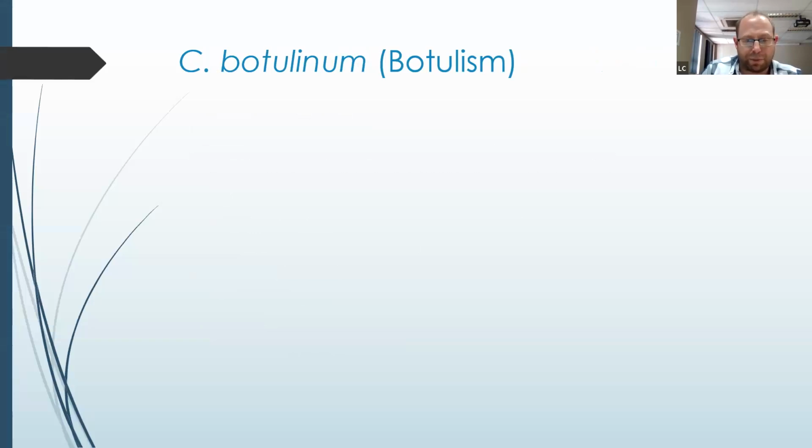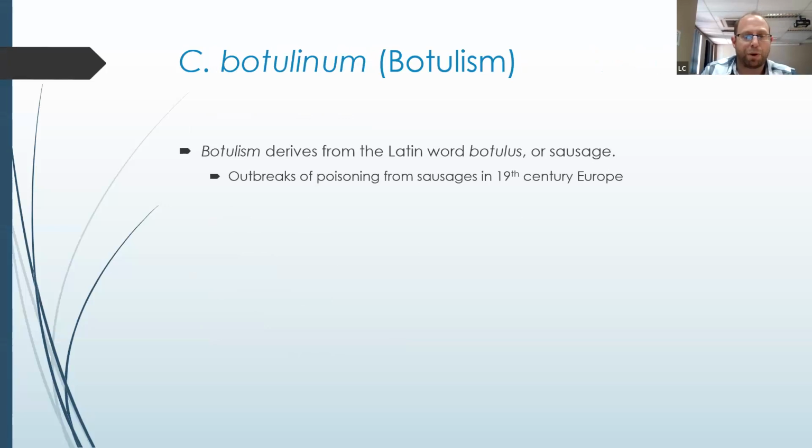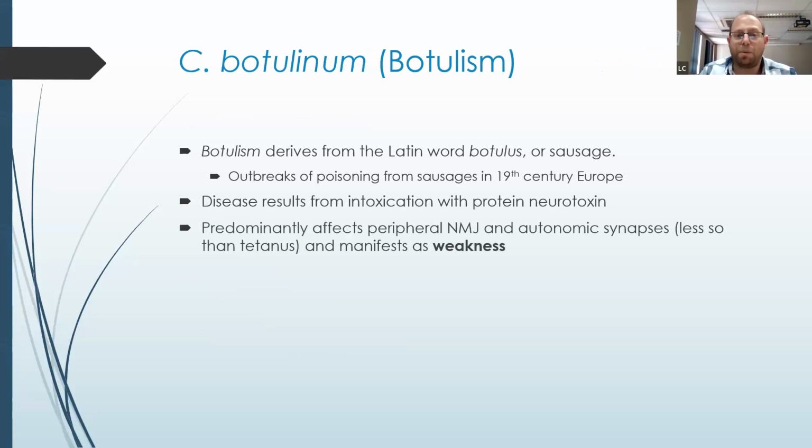Botulism, we'll briefly discuss botulism and tetanus, just because they're important anaerobic infections under this group in terms of the spore-forming organisms. So botulism derives from the Latin word botulus, or sausage, and it comes from outbreaks in the 19th century that were derived from essentially sausages. The disease results from an intoxication with the protein neurotoxin, and this predominantly will affect the neuromuscular junction.